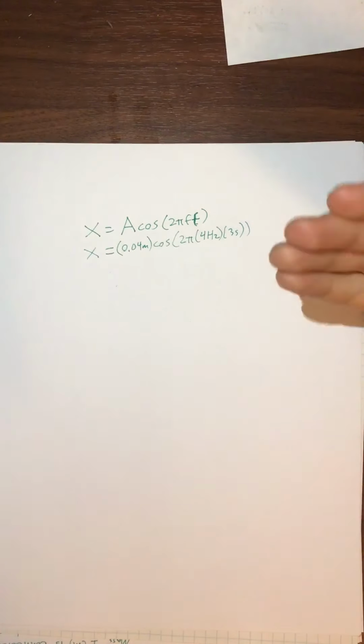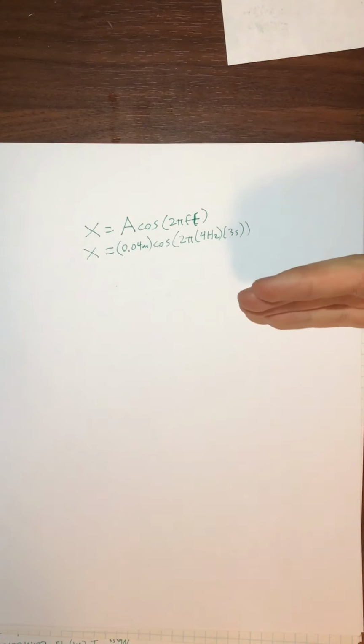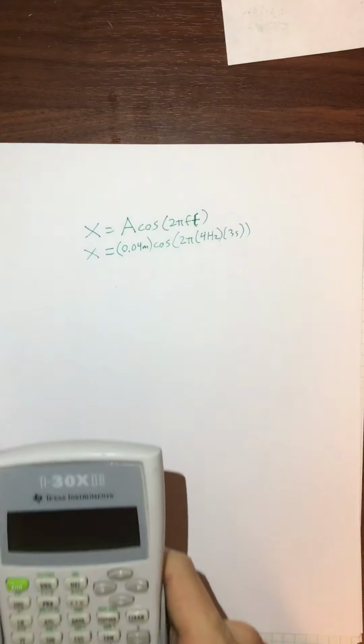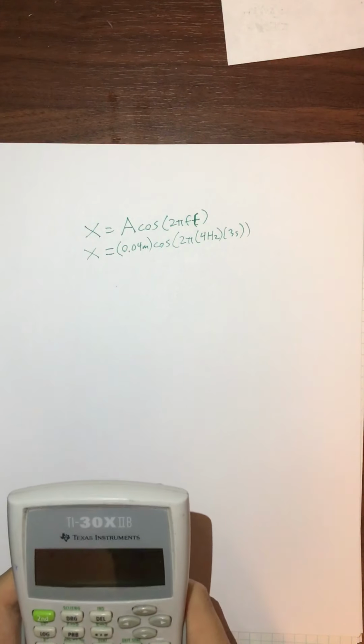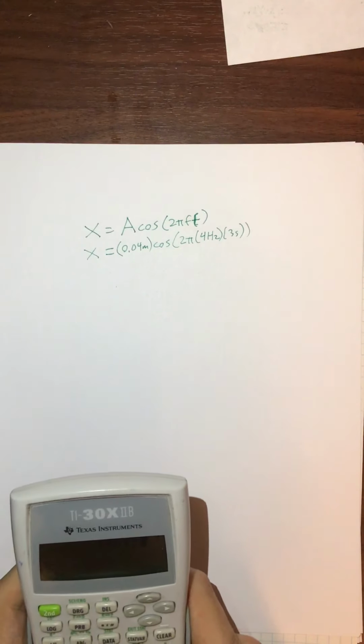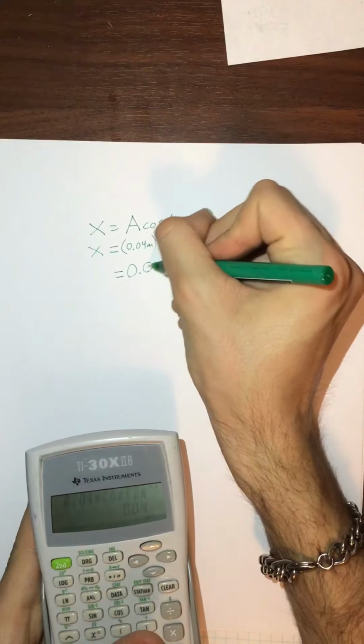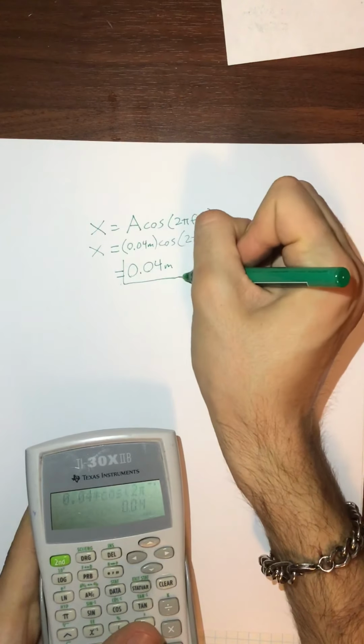All right, and that gives me, ooh, I made a mistake. Whenever you're doing these calculations, make sure your calculator's in radian mode. There are very few times when you want your calculator in radian mode, but you want it when you're dealing with angular displacements, and when you're dealing with oscillations like this. So, switching to radian mode, 0.04 times cosine of 2 times pi times 4 times 3. That gives me 0.04 meters, like that.